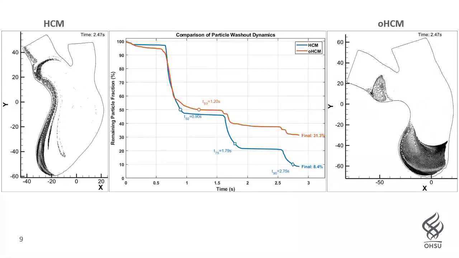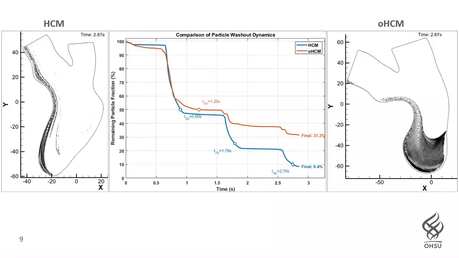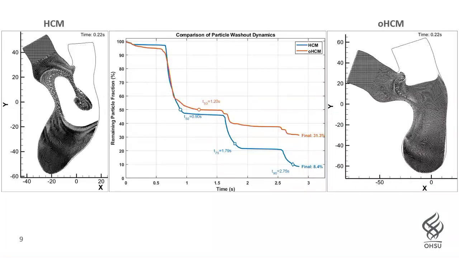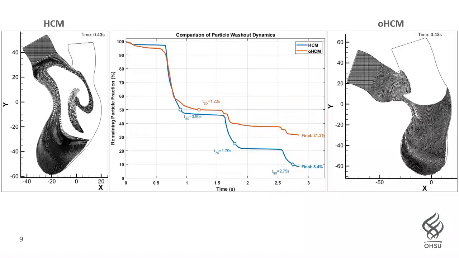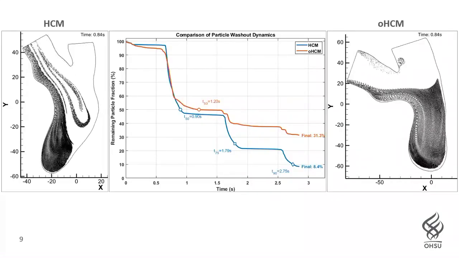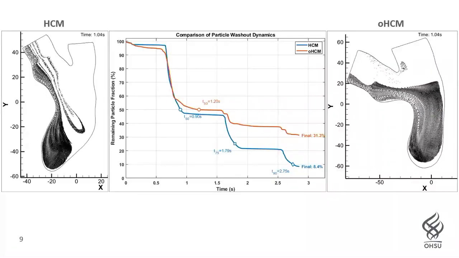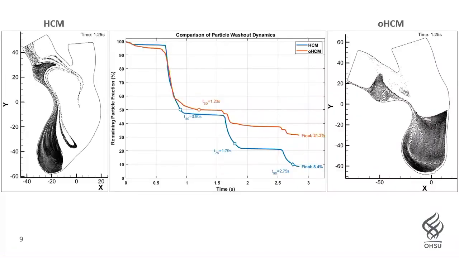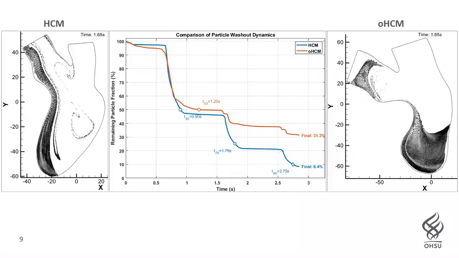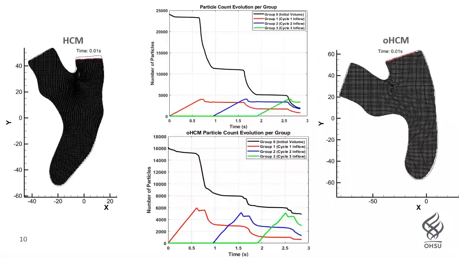particles for 3 cycles. If you look at the particle count over 3 cycles, in the HCM case, only 8% of particles remain. On the right side, 31.3% of particles remain in the ventricle. It's not a good sign. It shows that many particles stagnate in the left ventricle. It could be because of thrombosis or some kind of problem.